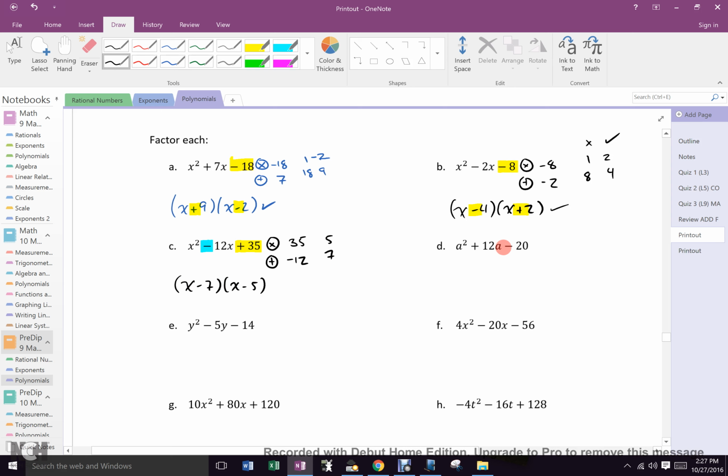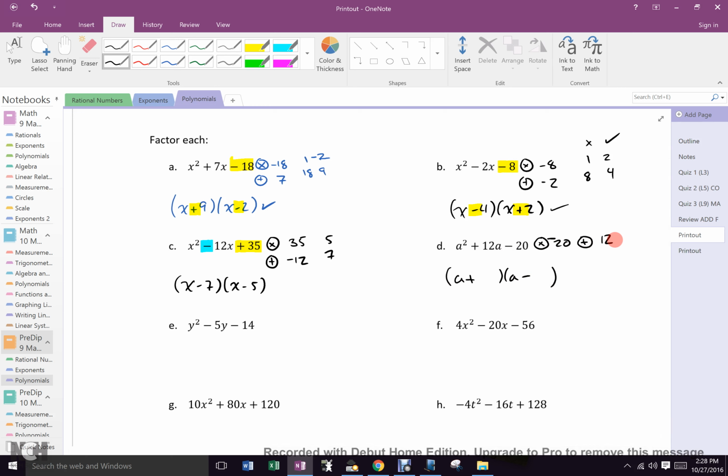So now, look at this. Before you even do any work, you already know the form this is going to take, don't you? What's it going to look like? That's negative, so one of them is a negative. Plus and minus. And I need a positive and a negative number that will multiply to negative 20 and add to positive 12. What is it?